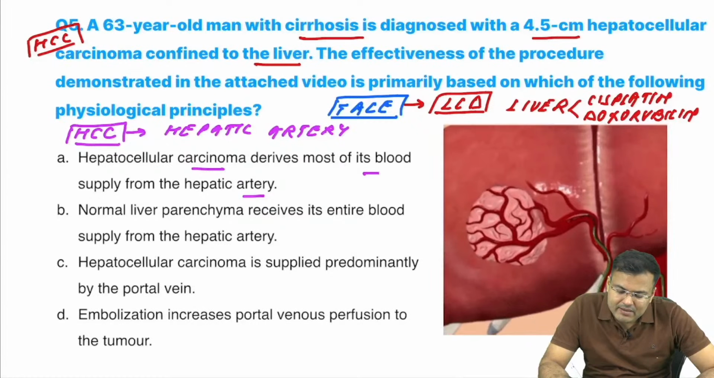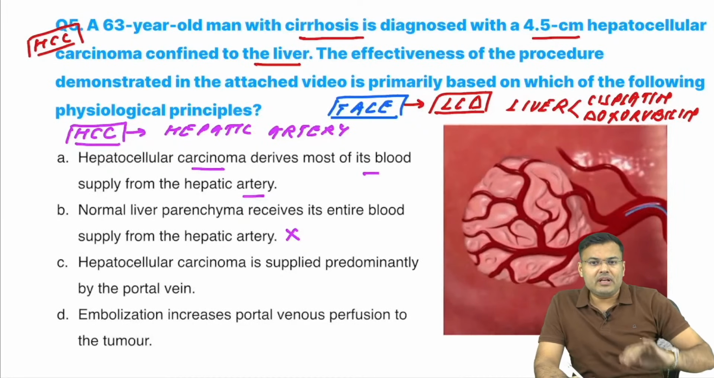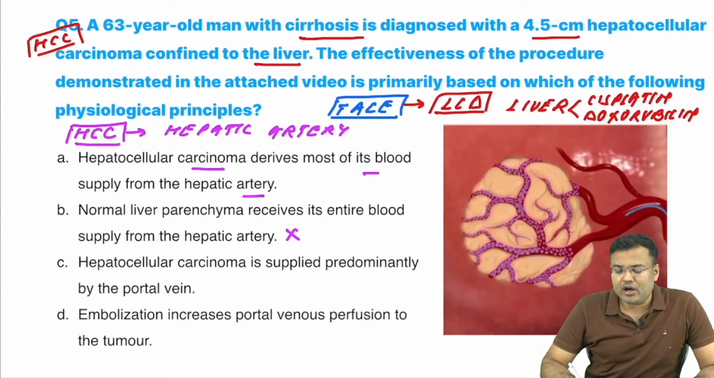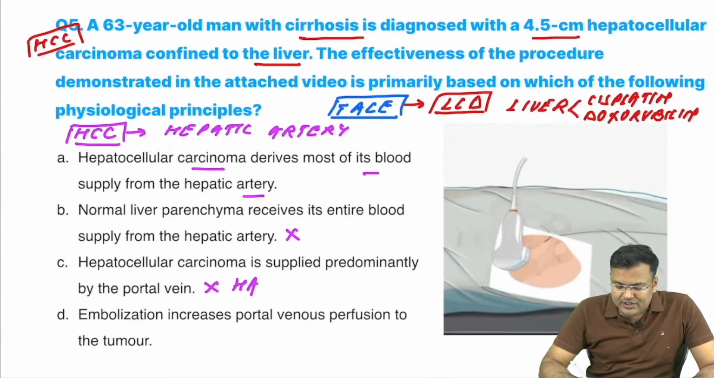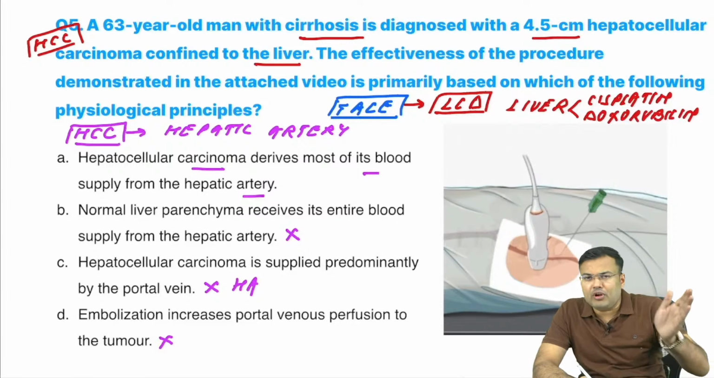Does normal liver parenchyma receive its entire blood supply from the hepatic artery? No. Normal liver parenchyma receives blood flow from the portal vein and hepatic artery. Is HCC supplied predominantly by the portal vein? No, it's the hepatic artery. Does embolization increase portal venous perfusion to the tumor? No, it is going to block the supply.